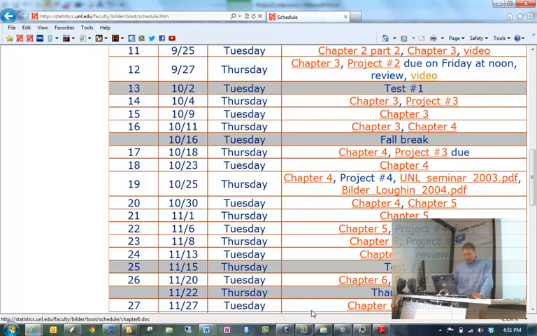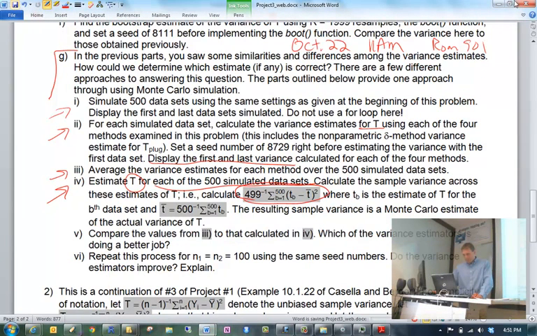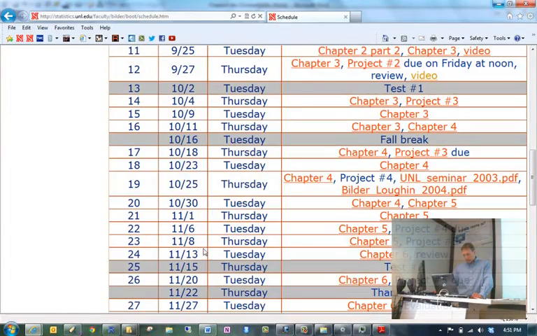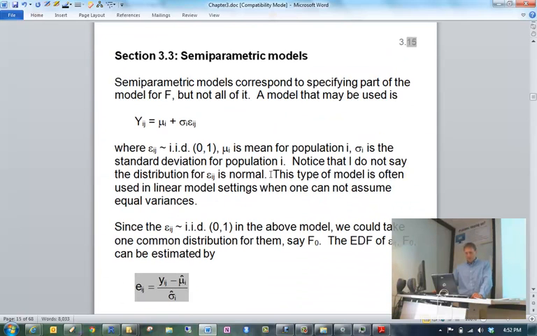Okay, so now this takes us to section 3.3. Section 3.3 talks about semi-parametric models. So, semi-parametric means you're somewhere between non-parametric and parametric. So you make some assumptions, but not necessarily as many assumptions as you would with a full-blown parametric analysis. Here's an example of a model that would be used in a semi-parametric setting.